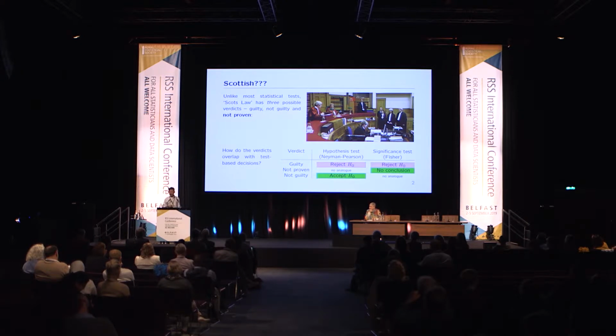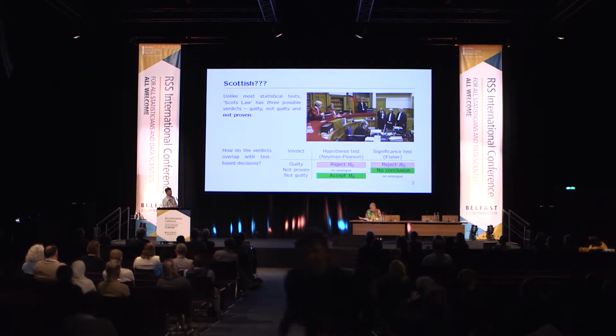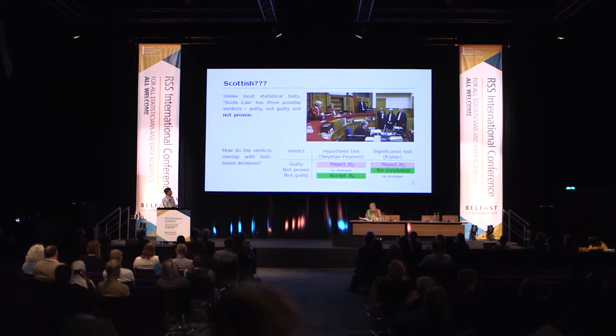So how do those verdicts overlap with test-based decisions? Well, for the classical Neyman-Pearson hypothesis testing version of things, you can either accept or reject the null hypothesis, of course, and that's like saying that the defendant is either guilty or not guilty. Fisher's approach to testing is slightly different: significance tests. Everything revolves around doing the test in the same way, but the interpretation is slightly different. Sure, you can reject the null hypothesis or just not say anything at all. And there's not really an accept-the-null choice in Fisher's setup.